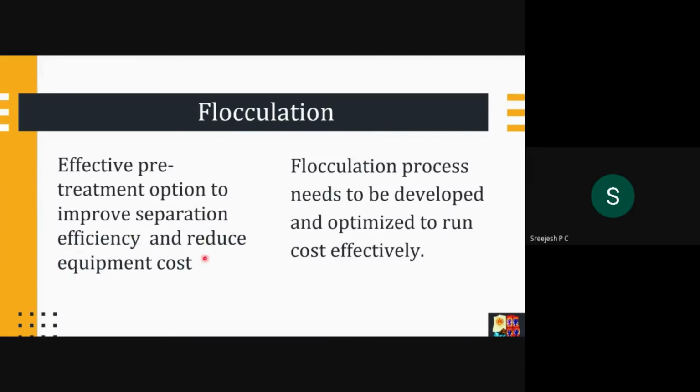Otherwise, when you talk about filtration, the filter cloth we may need to change continuously due to clogging. So when you do flocculation, we can reduce that equipment cost. But what is required? We need to develop the flocculation process and optimize it to make it cost effective. So these two should happen side by side. On one side, we are saying that flocculation is a method to reduce the equipment cost and will help to improve the separation efficiency.